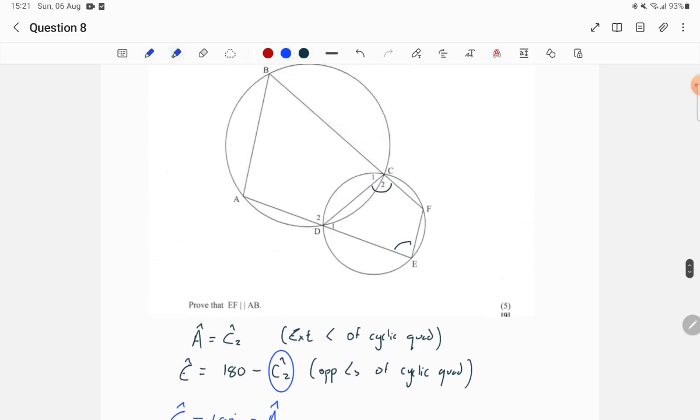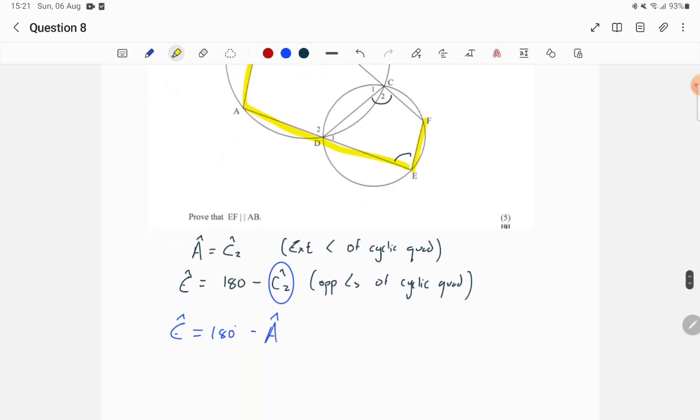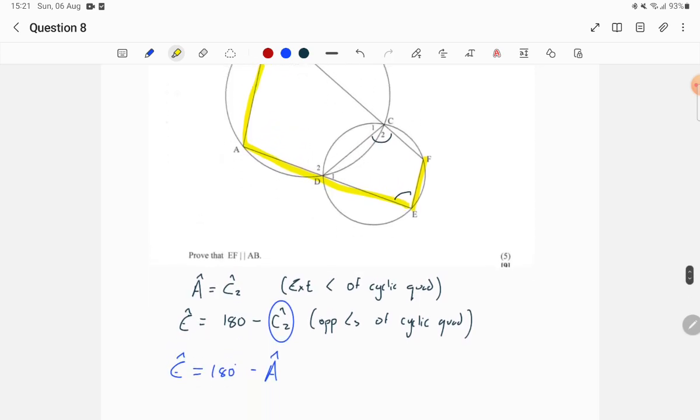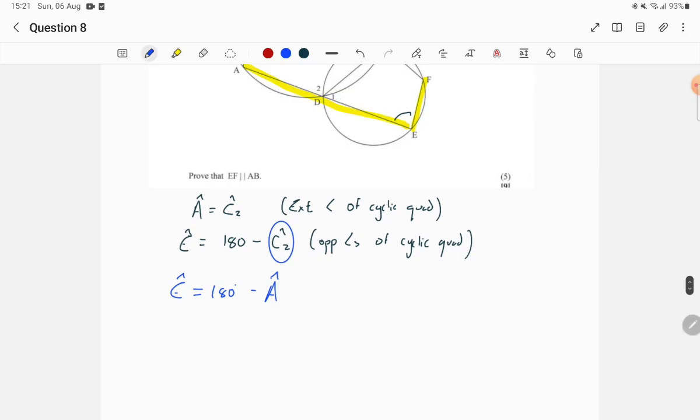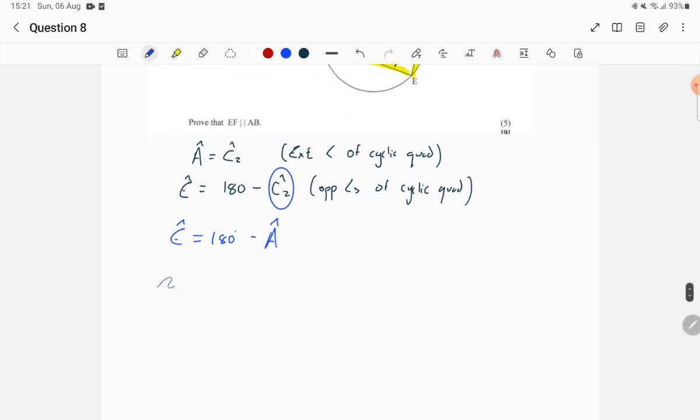And as you can see here, if we are able to do that, that sorts out our co-interior problem. So then that basically states that if E is 180 minus A, that says that angle E plus angle A is equal to 180 degrees, which therefore means that EF is parallel to AB. So therefore we can say, therefore, EF is parallel to AB, and our reason is co-interior angles add up to 180 degrees.